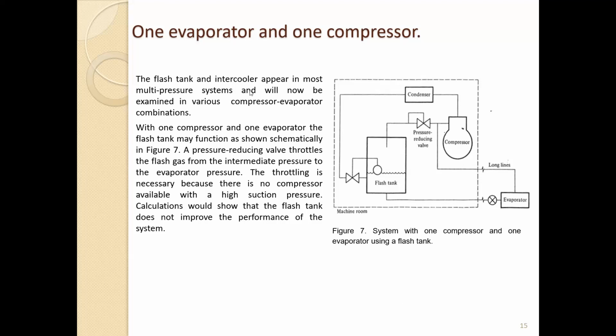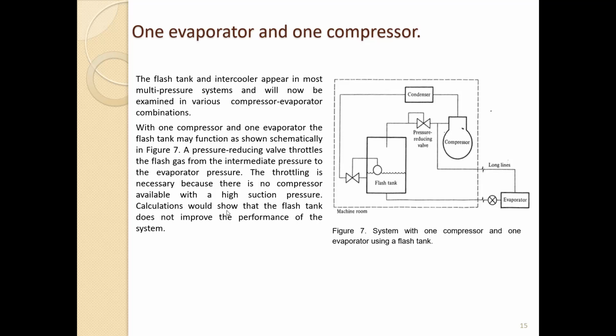The flash tank and intercooler appear in most multi-pressure systems and will now be examined in various compressor and evaporator arrangements. With one compressor and one evaporator, the flash tank may function as shown schematically in figure 7. A pressure-reducing valve throttles the flash gas from the intermediate pressure to evaporator pressure. So may throttling valve siya dyan.